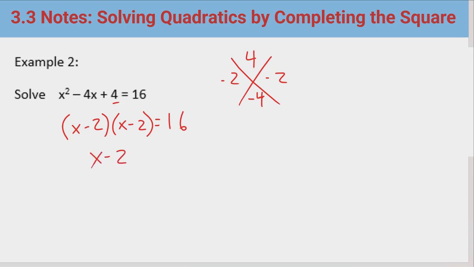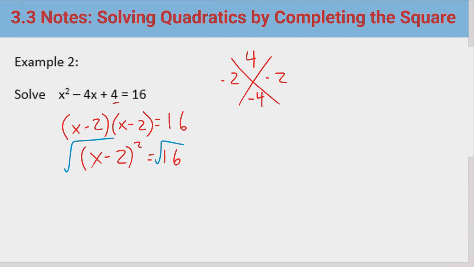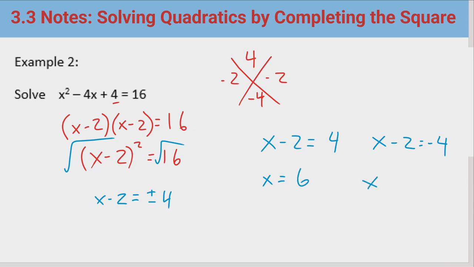I can simplify that then to x minus 2 squared equals 16. When solving, now I can take the square root of both sides. I get x minus 2 equals plus or minus 4. So x minus 2 equals 4, and x minus 2 equals negative 4. As I work to solve, I add 2 to both sides. I get x equals 6 and x equals negative 2.